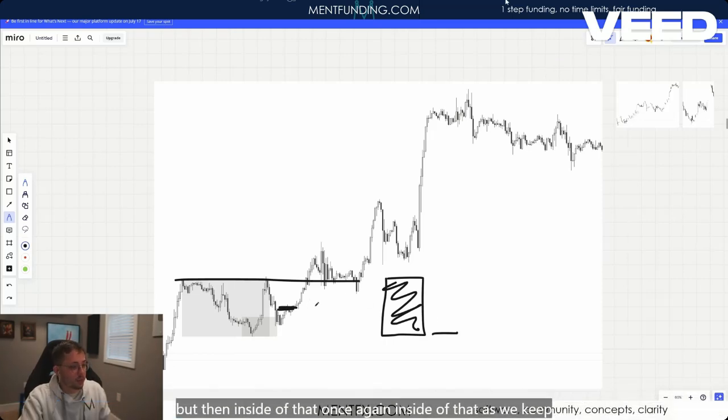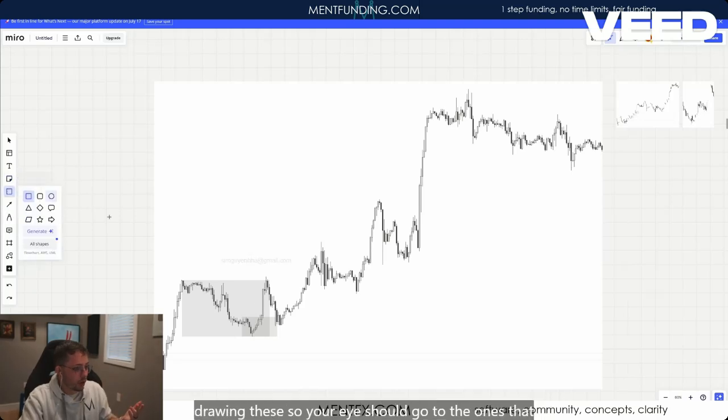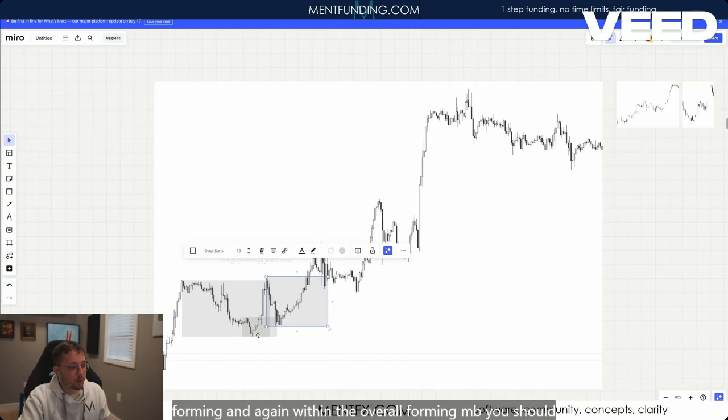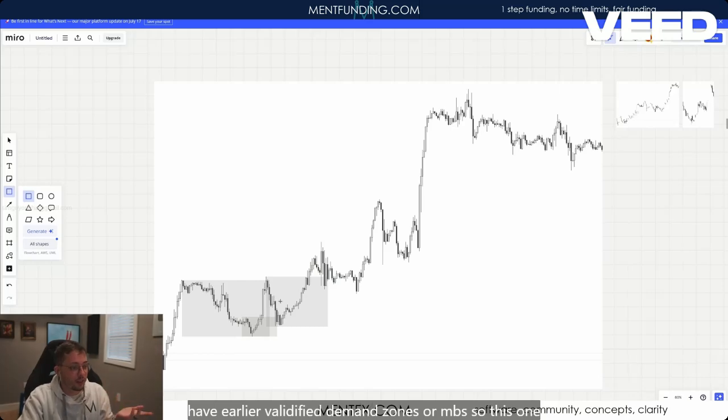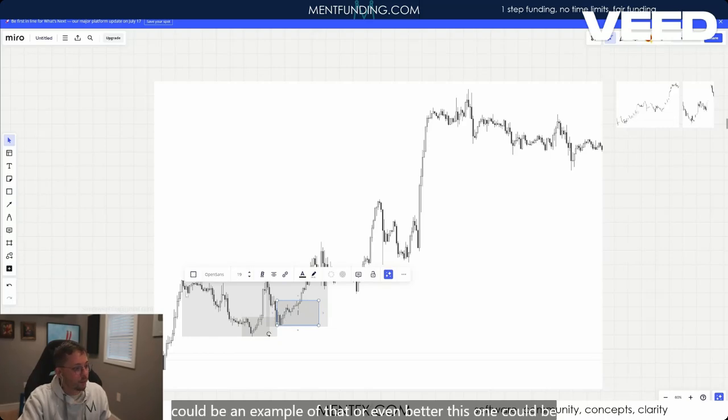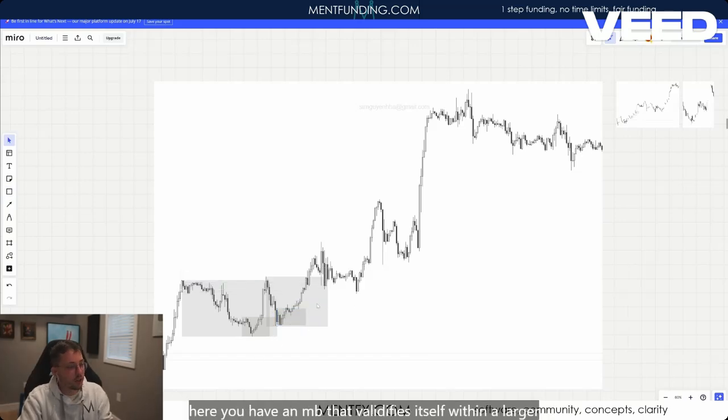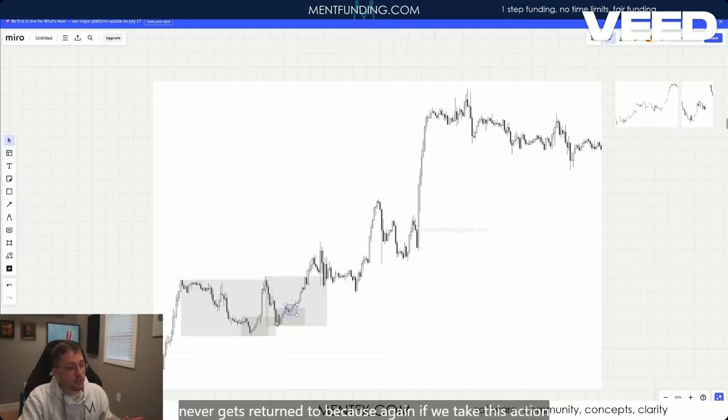But then inside of that, once again, as we keep drawing these, your eye should go to the ones that actually end up working. You have this overall MB that was forming. And within the overall forming MB, you should have earlier validified demand zones or MBs. So this one could be an example of that, or even better, this one, right here, because in this scenario you have an MB that validifies itself within a larger unvalidified MB at the moment. And then what happens? Another MB forms right off of it and creates an overall move that never gets returned to.